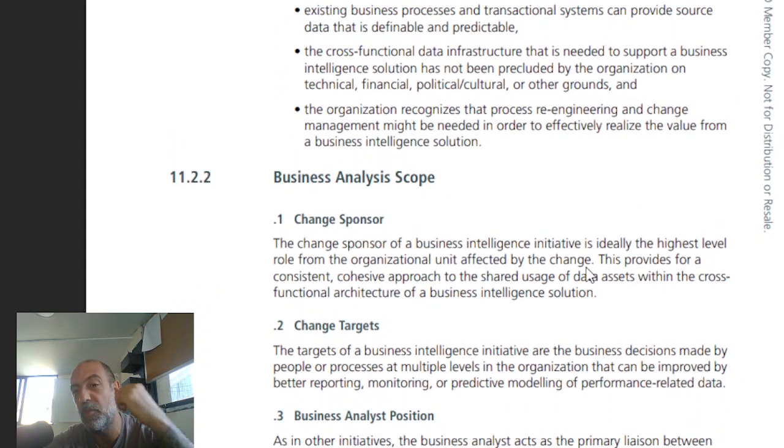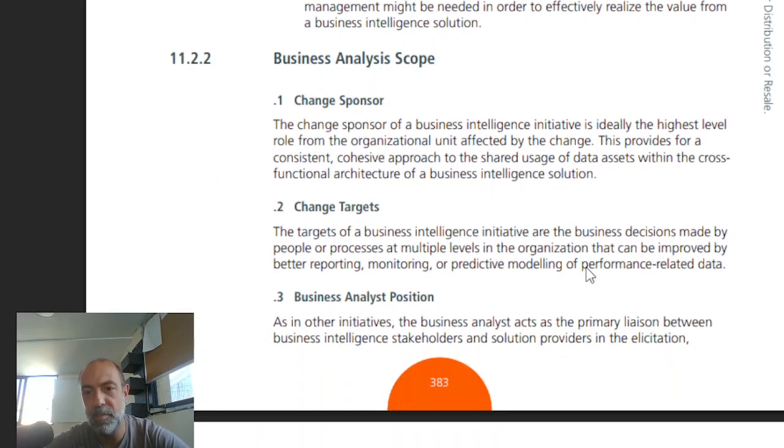So like process reengineering, cross-functional data infrastructure, there are always flows happening that require information and resources. And that is practically what this does. What business intelligence is, it's basically the engine.